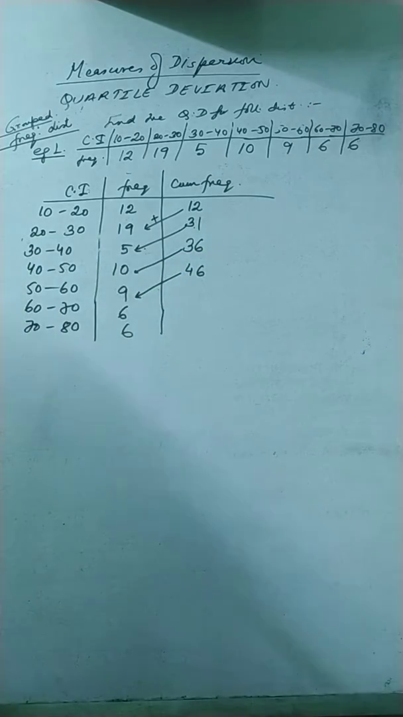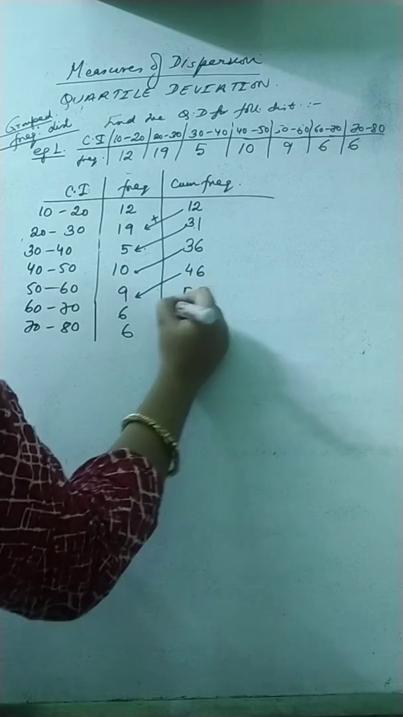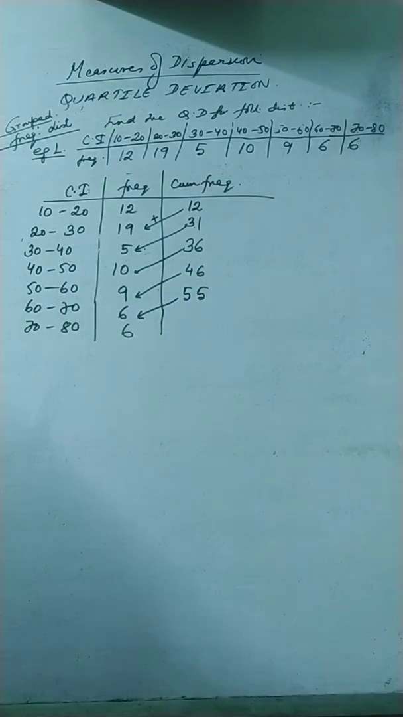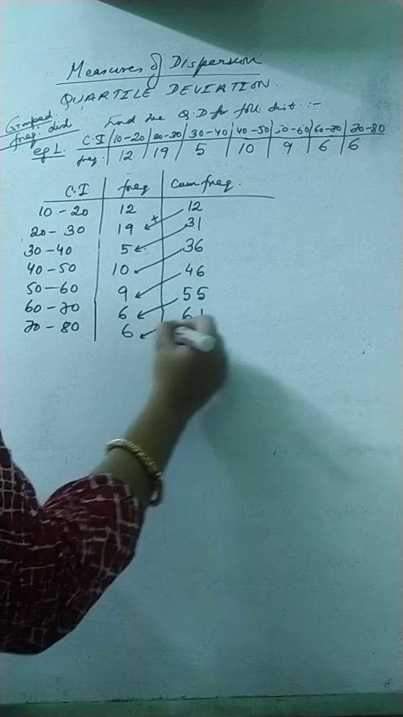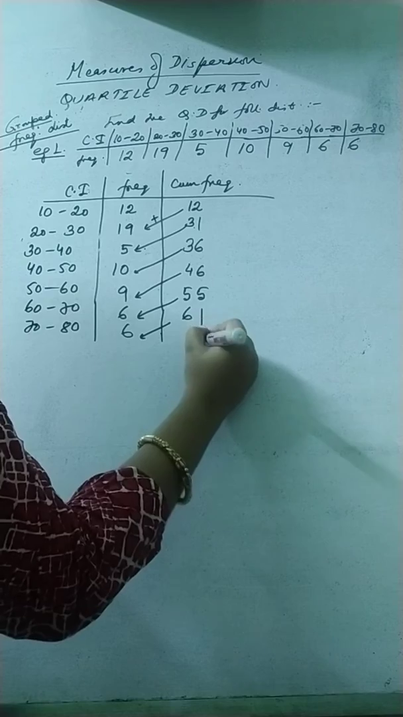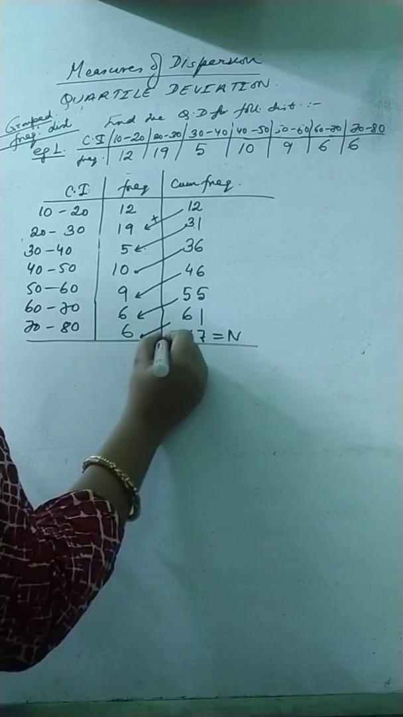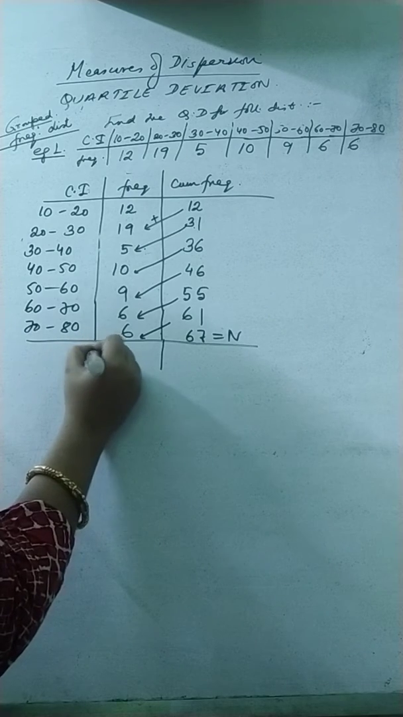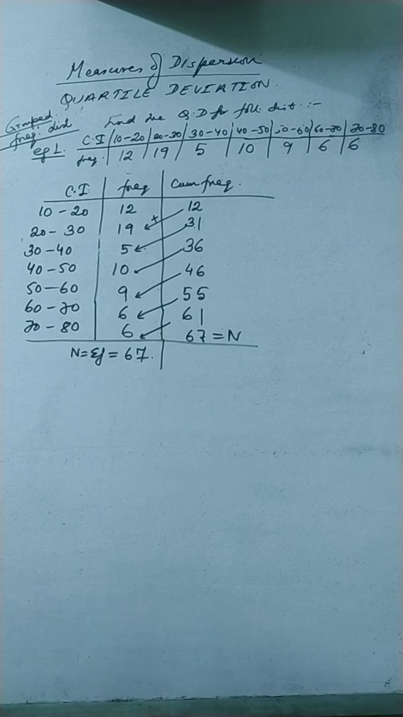46 plus 9, that gives you 55. 55 plus 6, that gives you 61. 61 plus 6 gives you 67. So this is your n. You can check and see that n, which is summation f, is 67 or not. It has to be 67. Okay. So first we are calculating for Q1.